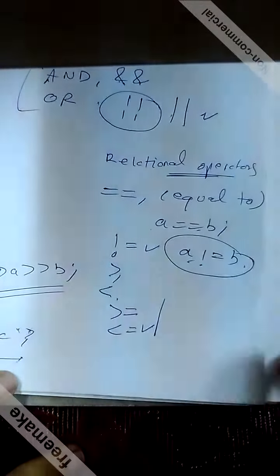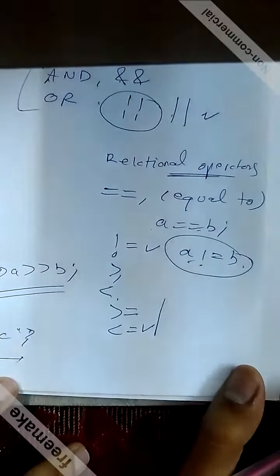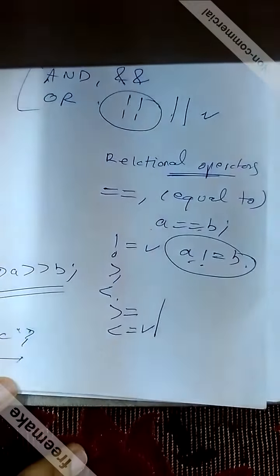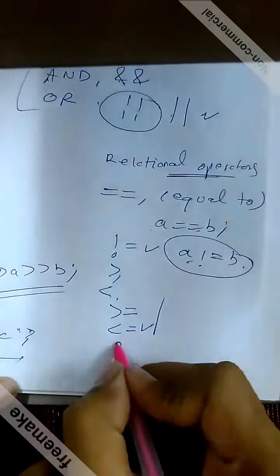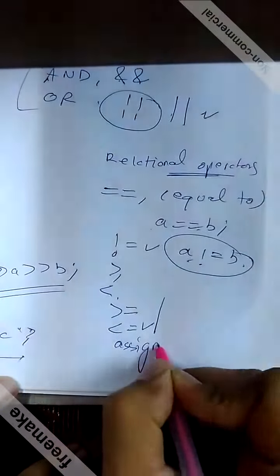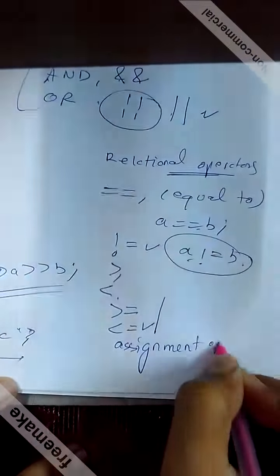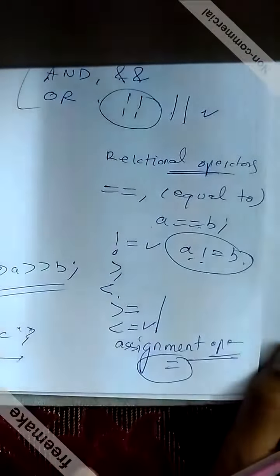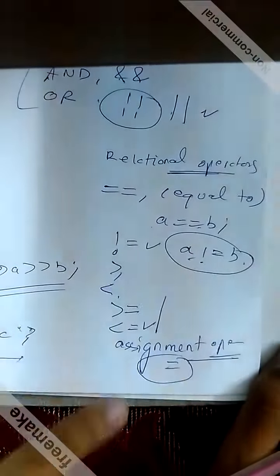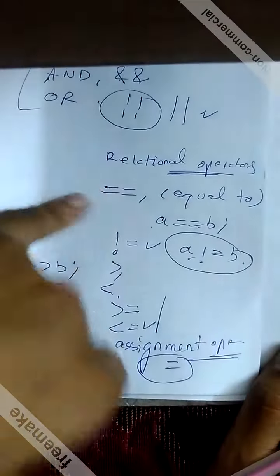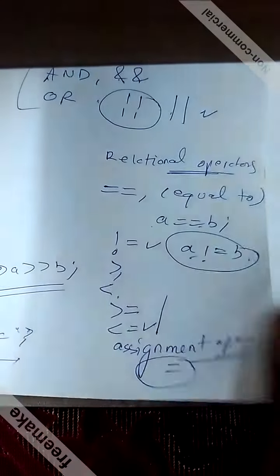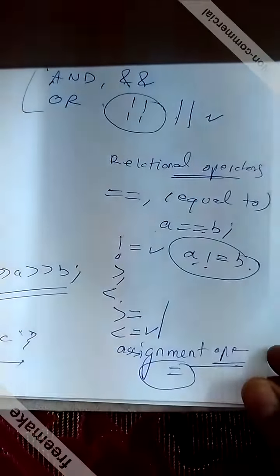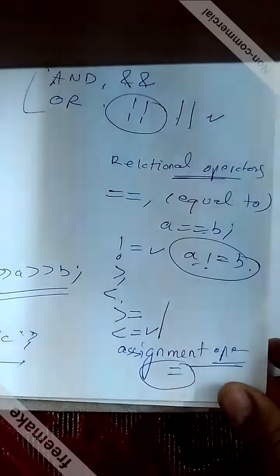Also, we have another operator, the assignment operator. It is a very important one. The assignment operator is denoted by this. Yes, the equal to in mathematics is the assignment operator in programming. This operator and this operator are not the same, they are very different from each other. I will tell you what the assignment operator denotes.